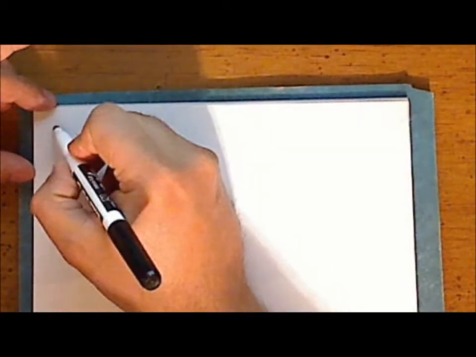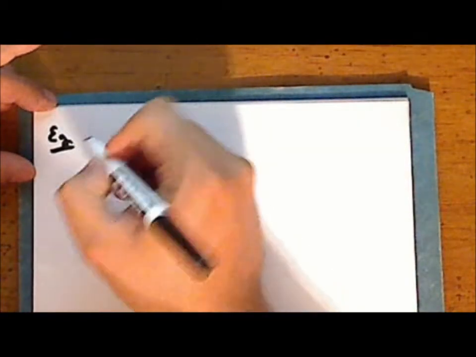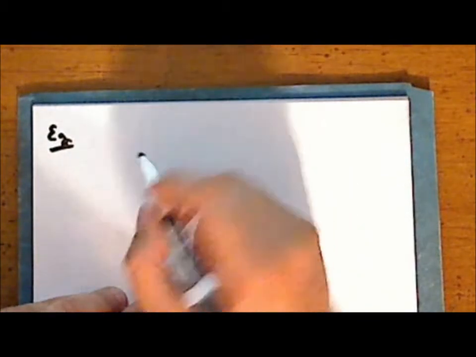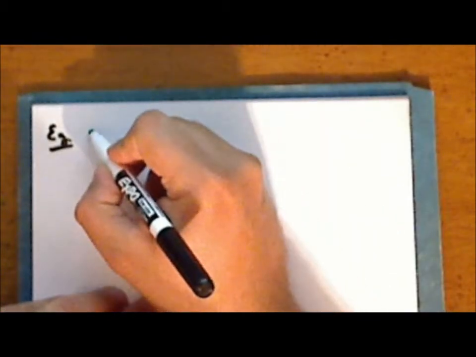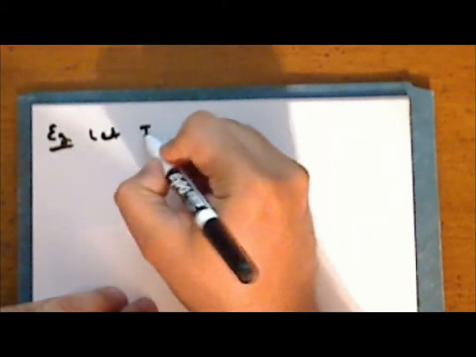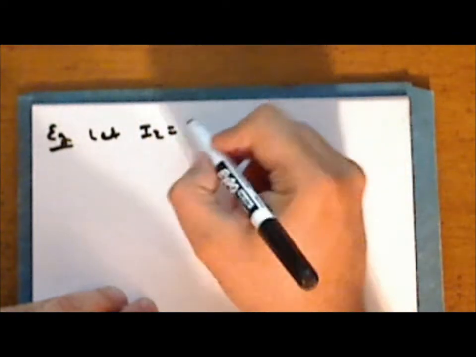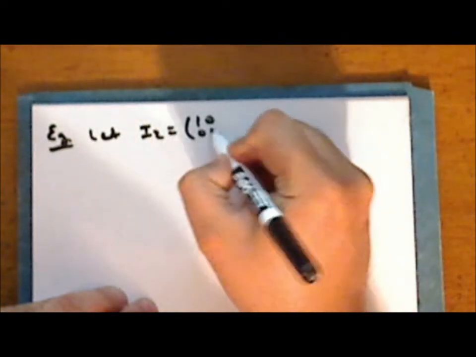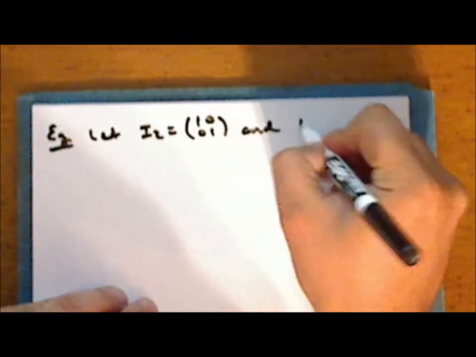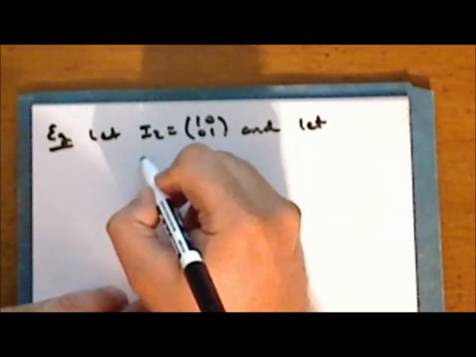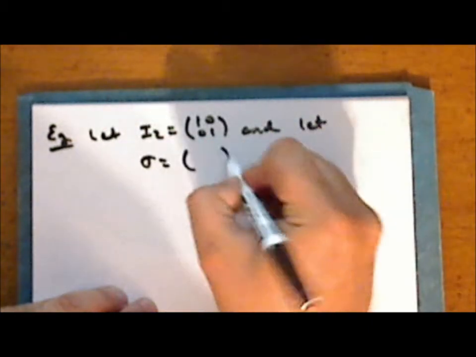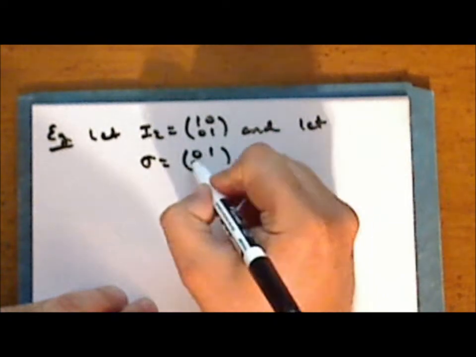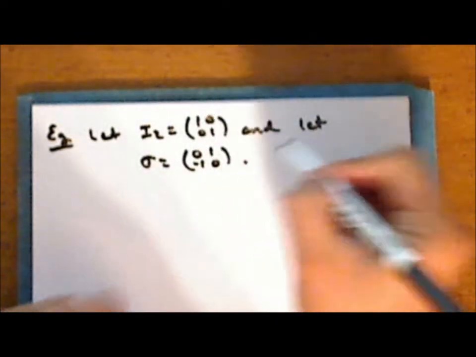Okay, so next we're going to look at a series of examples that takes us in the direction of the quaternion group. So let I sub 2 be the 2 by 2 identity matrix, and let the matrix sigma be the matrix with entries 0, 1, negative 1, 0.